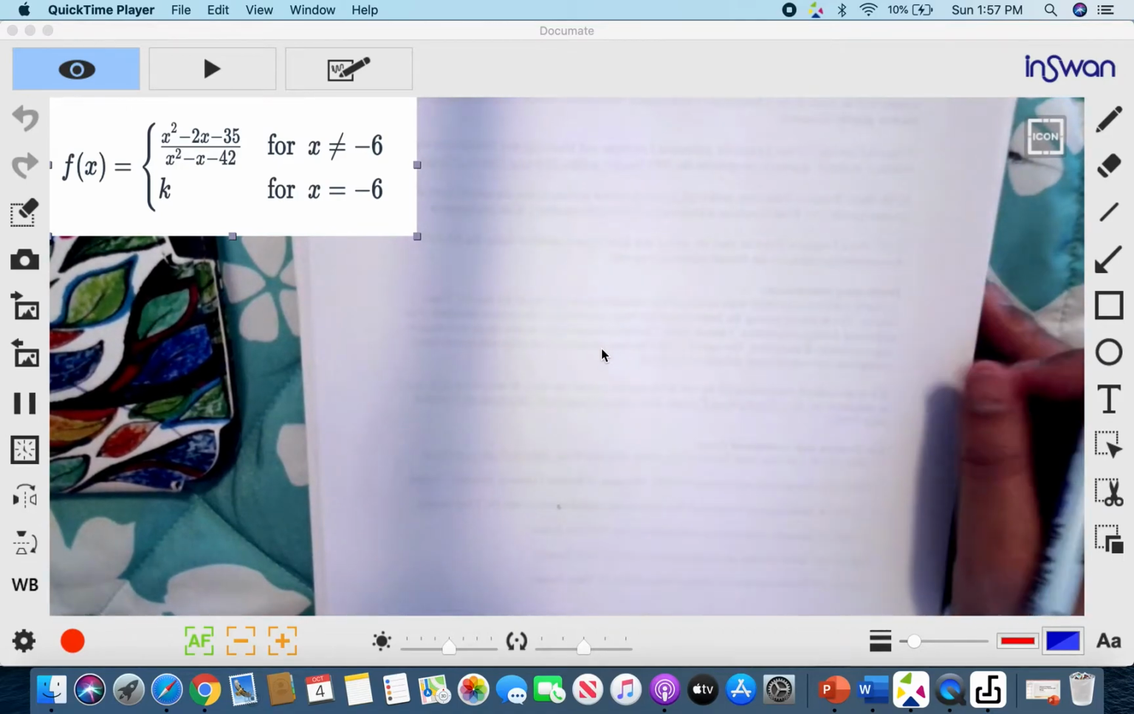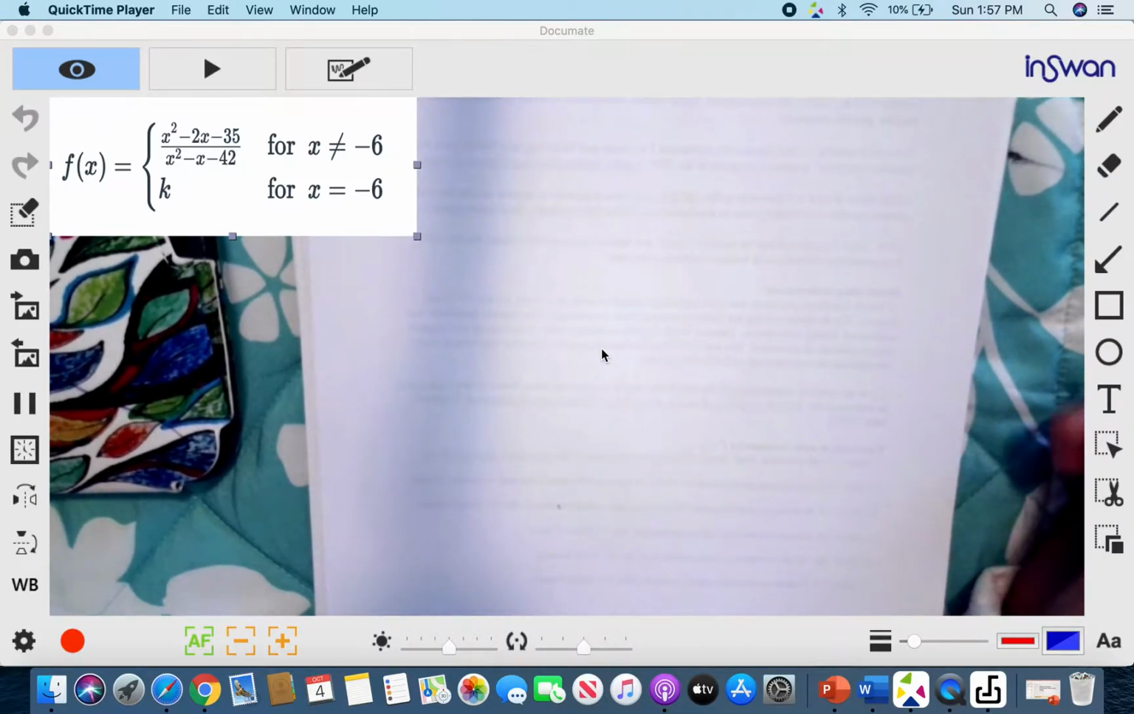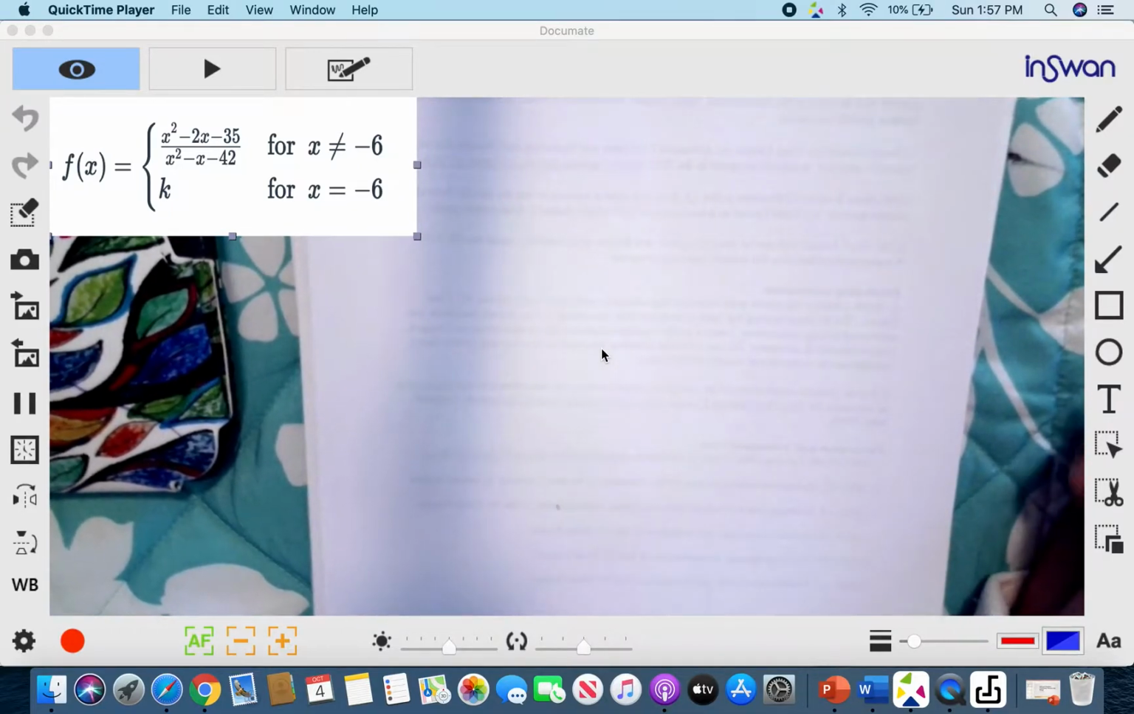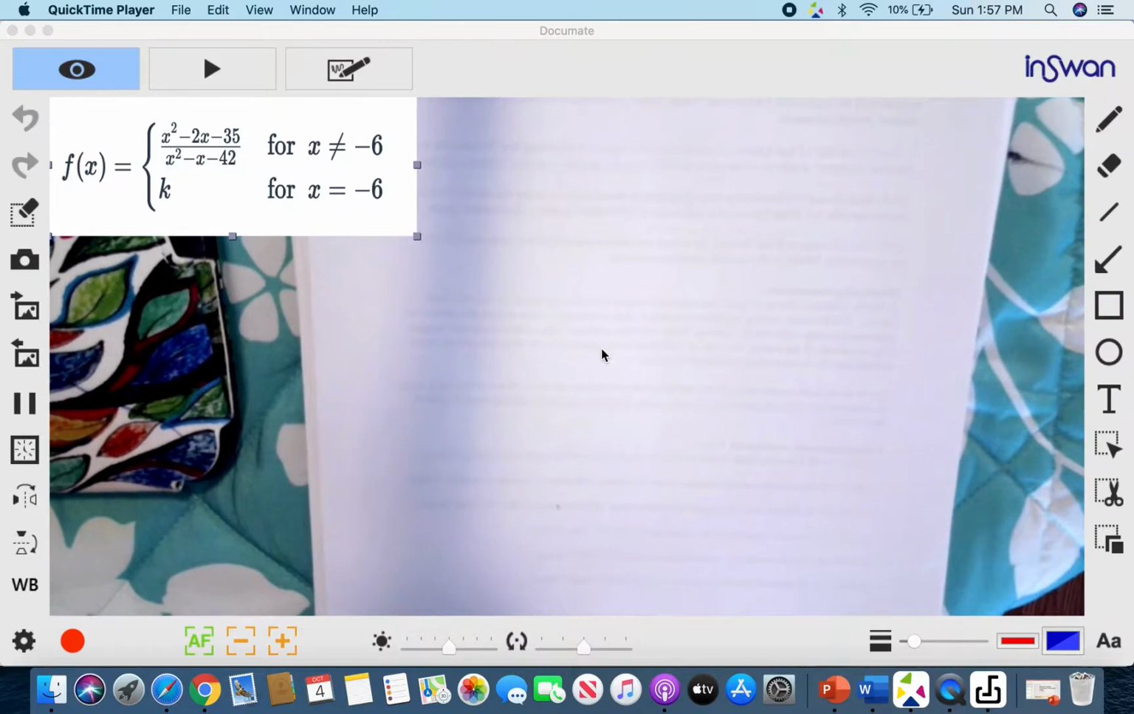Okay, so we're trying to find the value of k given that x equals -6 as our breakpoint. Now, if you have a rational function, it's always advisable to simplify it by factoring if it's factorable, for you to have a simplified form of your equation.